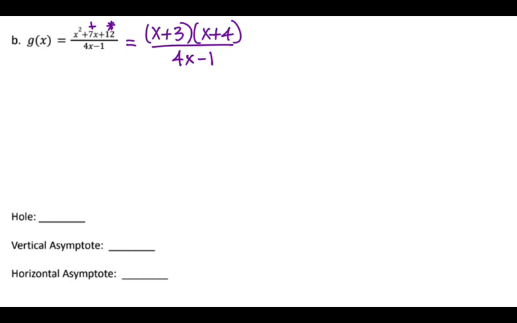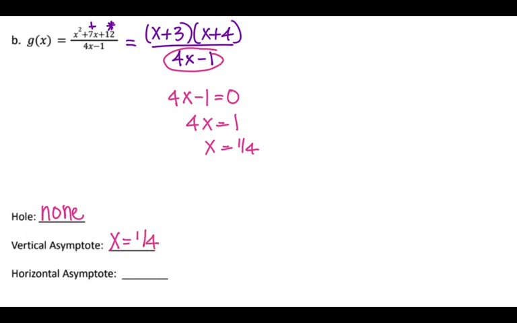Now, if you look at this function, there is absolutely nothing that cancels out. So since there is nothing that cancels out, that means we don't have any holes. Your vertical asymptote comes from your denominator. So I'm going to go ahead and find the 0 of my denominator. So I'm going to set it equal to 0, add 1, divide by 4. So I get x equals 1/4.